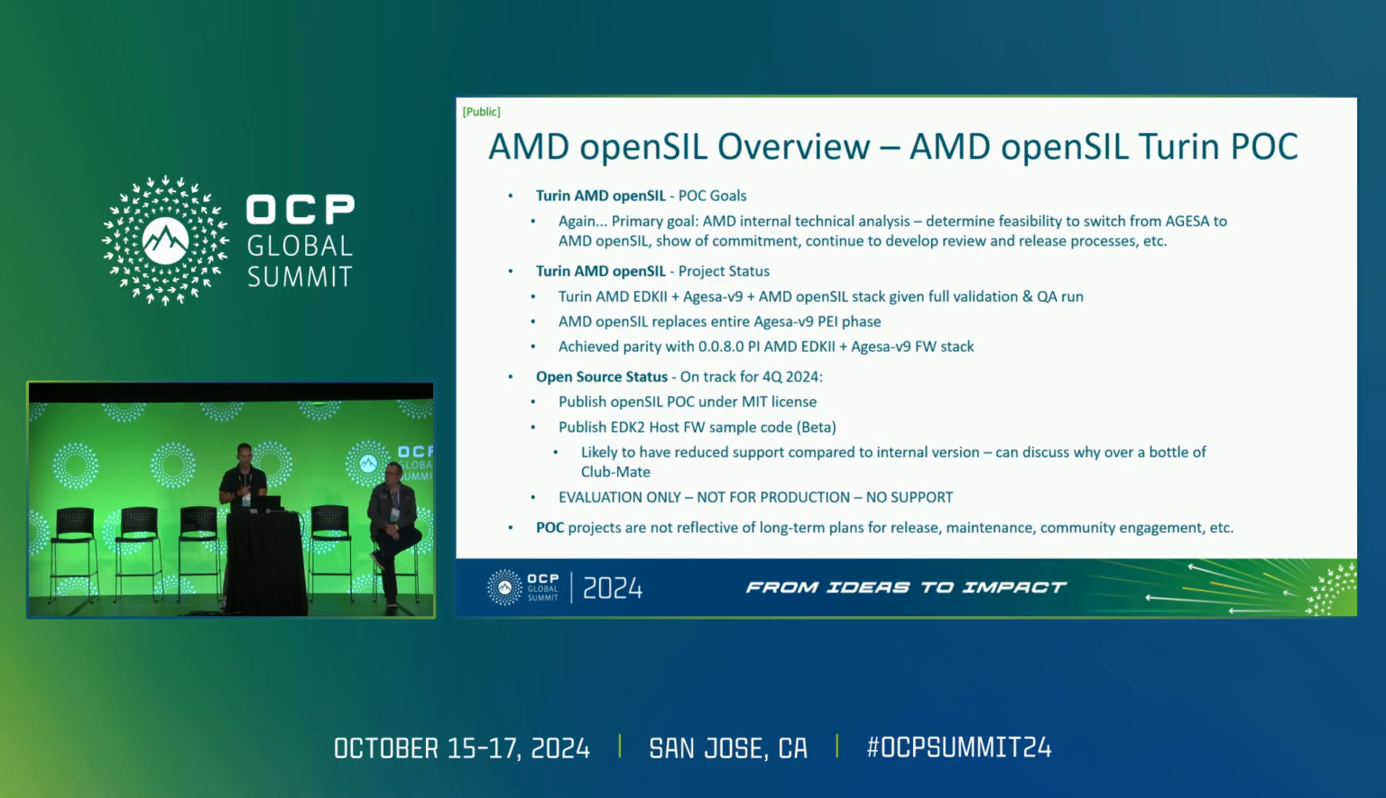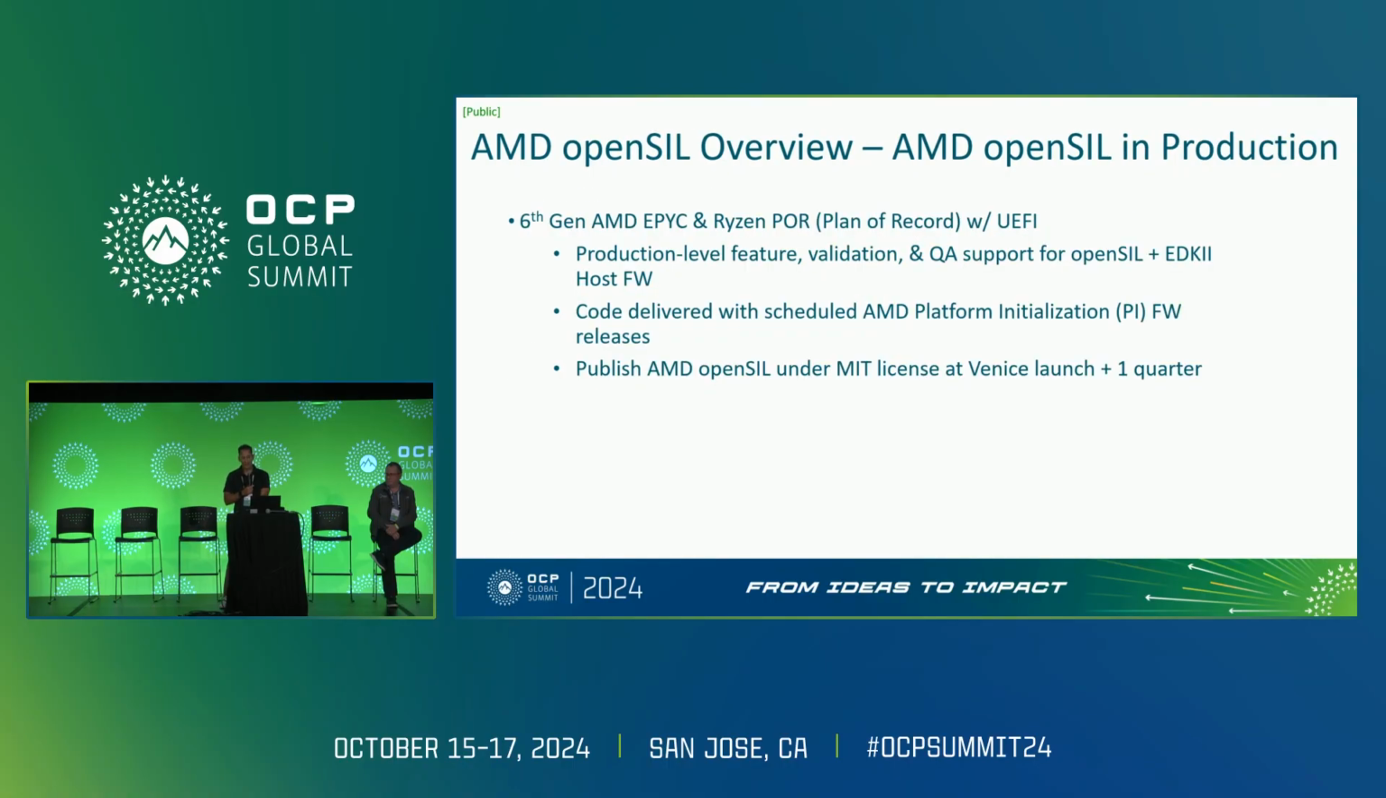We're working out governance models and community engagement models on how to not just drop code out there, but provide support and have engagement and feedback into it. And again, the 6th gen EPYC and Ryzen are POR with UEFI, and we're on track there. We've begun pre-silicon work on that code, and we're excited to move on to production finally.